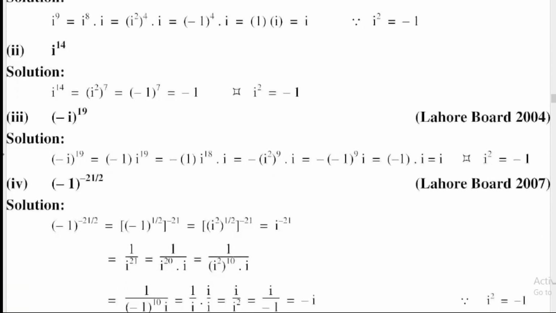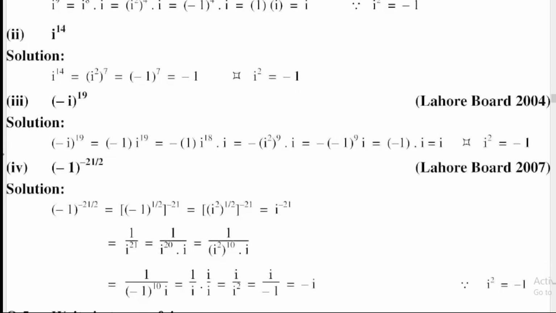Take iota power minus 21 in the denominator, that is 1 divided by iota power positive 21. So 1 divided by iota power 21 can also be written in separated form, that is iota power 20 dot iota. So iota power 20 can also be written in the form of iota square whole power 10, since 2 times 10 is 20. So iota square is equal to minus 1 power 10 dot iota. Minus 1 power 10 is equal to plus 1 dot iota.